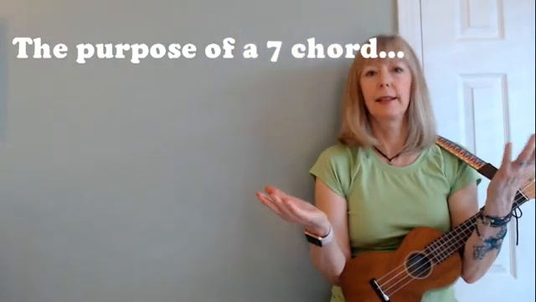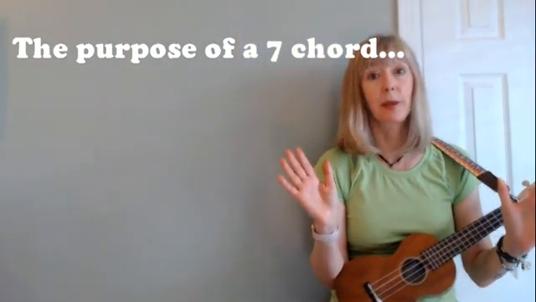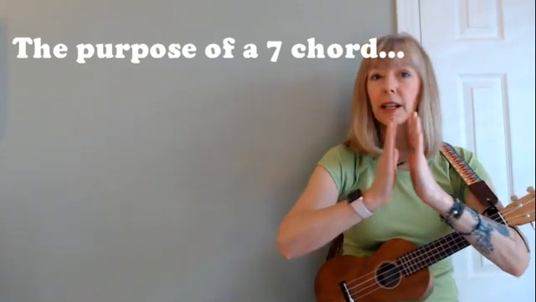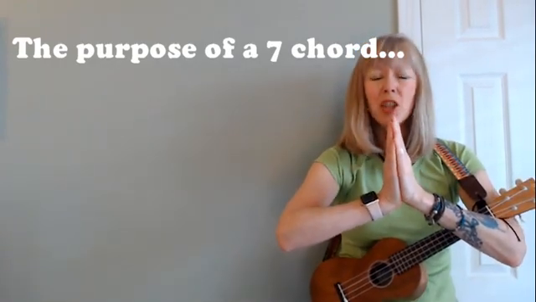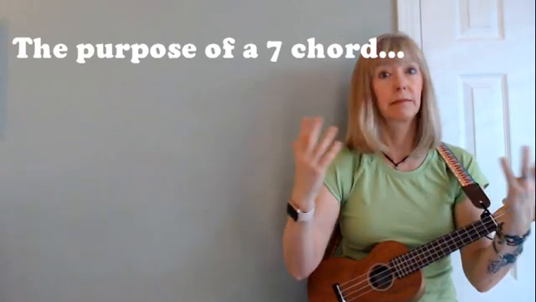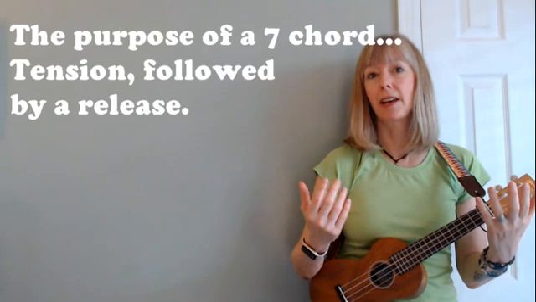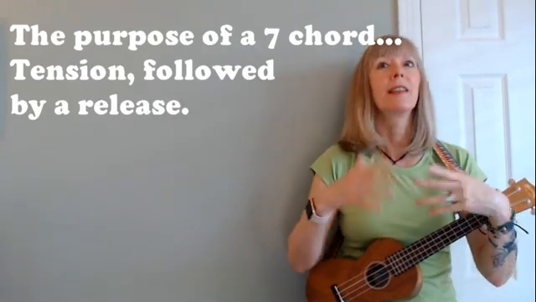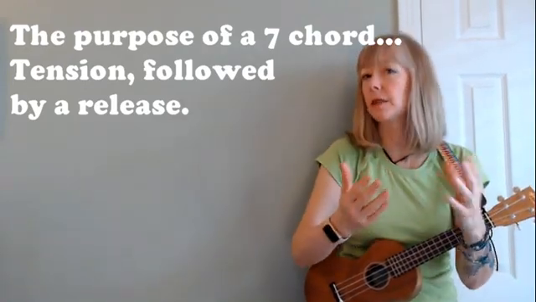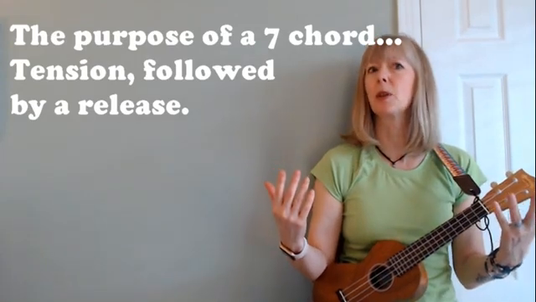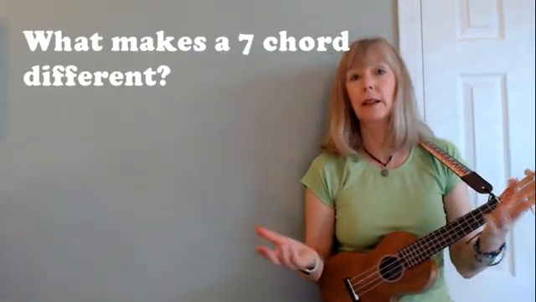So why is there a 7 chord? That's really simple. A 7 chord just gives a little bit more tension to the music. That's all it is. It's a tension that then releases, and our ears like to hear that release. The tension is not too bad, but when we get to that release, we know we've arrived somewhere. Simple as that. So what makes a 7 chord different from a regular old C chord, which is a major chord, by the way? Well, I'm glad you asked.